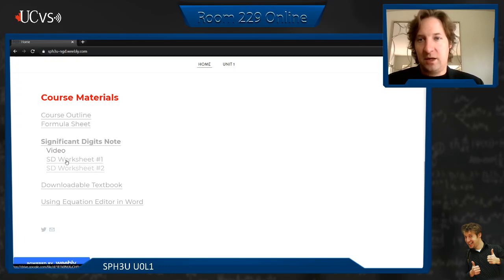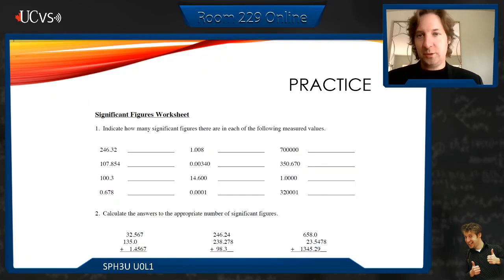And these are SD, so significant digits worksheet number 1, significant digits worksheet number 2. So these are available to practice. And the second page is the solutions, actually. So if you get stuck, flip over. Don't cheat, but do the whole thing and then flip over and check your work. Okay, so all the solutions are there. So let's do a couple.